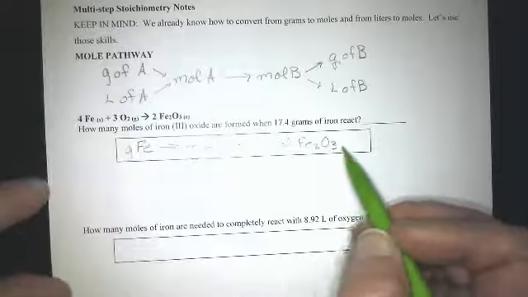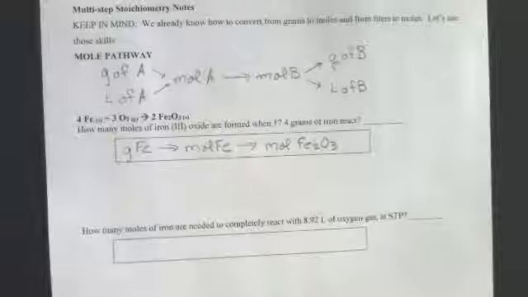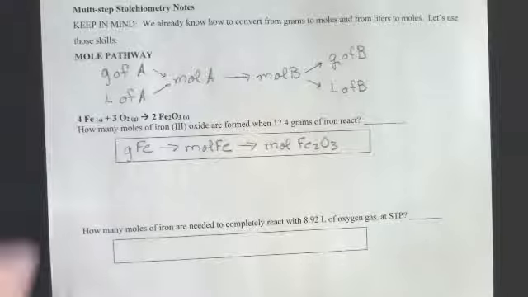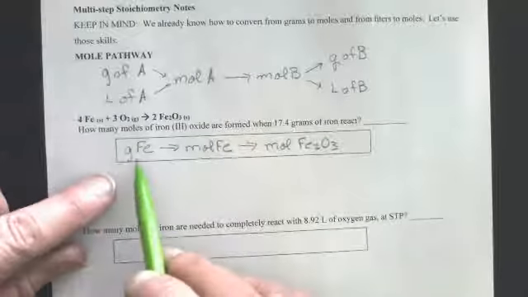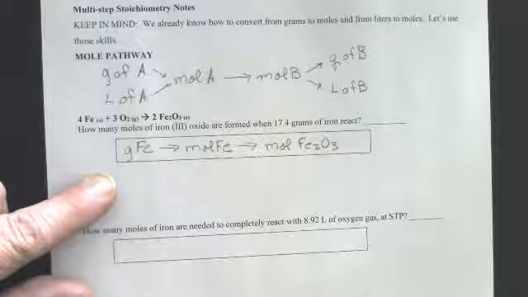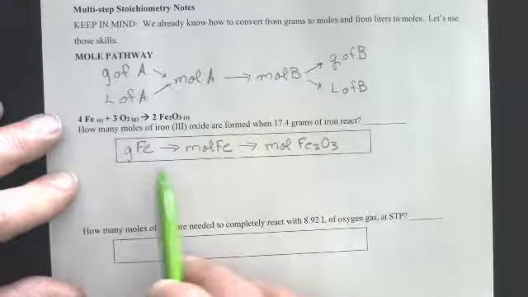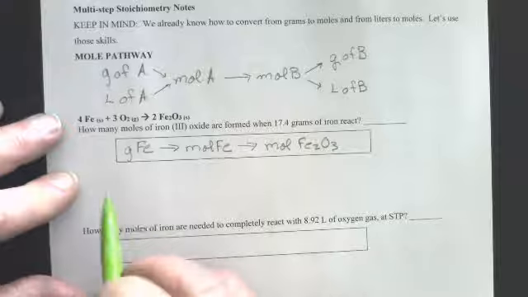I got that glare again. Okay, that's better. So this is the path that we're going to be taking. This is the mole pathway we're going to follow. These are the units that we're going to need. And these will be the units on the top of our conversion factors then. So let's write the problem.